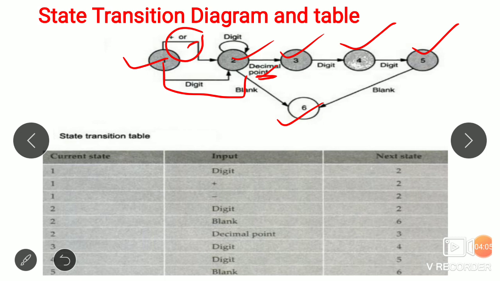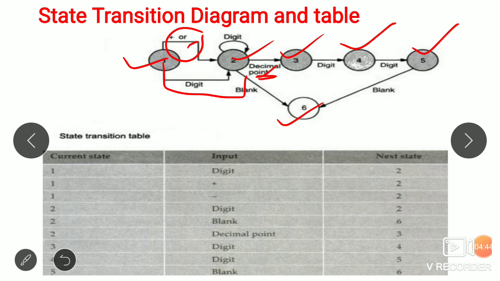See here, this state transition diagram we are going to represent with the help of the state transition table. See here, it contains 3 columns: current state, input, and next state. See here, if you are in the state 1, then the input is digit, you will go to the next state, that is the next state is 2. If you are in the current state 1, and the input is the optional sign plus, then again you will go to the next state 2. If you are in the current state 1, and you provide the optional sign as minus, then it will go to the next state 2.